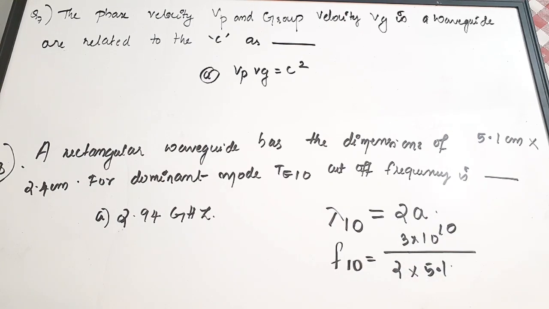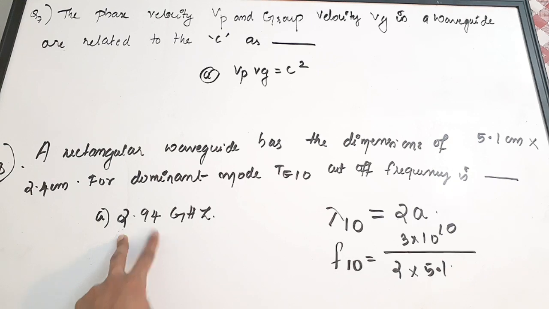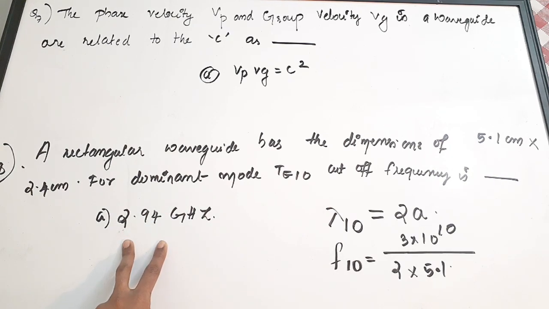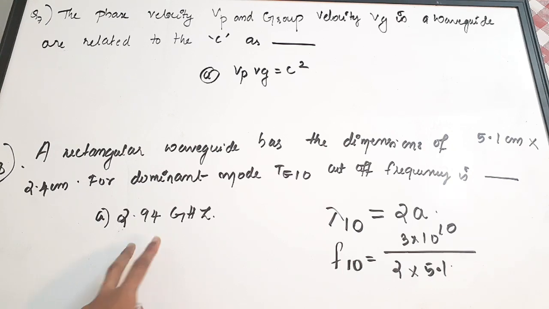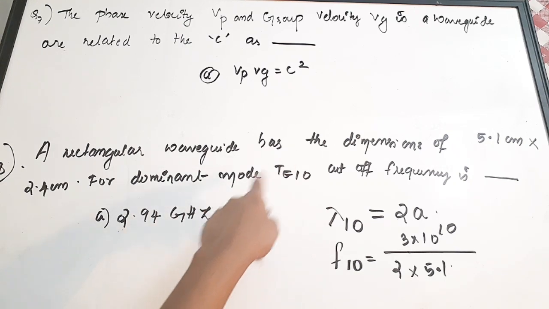So this is the sum you need to solve to find the cutoff frequency of the dominant mode, which is TE10. If you solve it, the value you will obtain is 2.94 gigahertz. Remember this, because for a rectangular waveguide, the dominant mode is always the TE10 mode, and this is the minimum frequency.